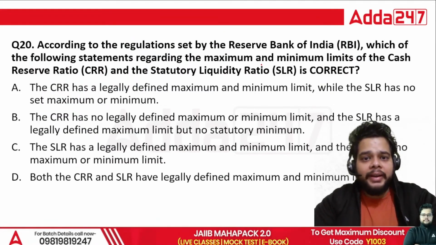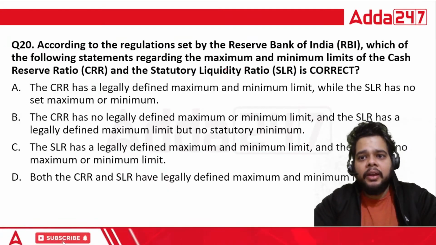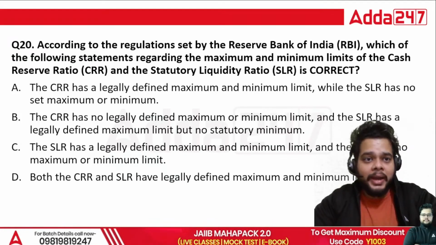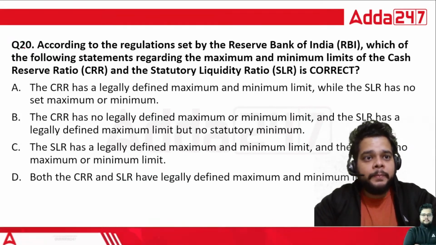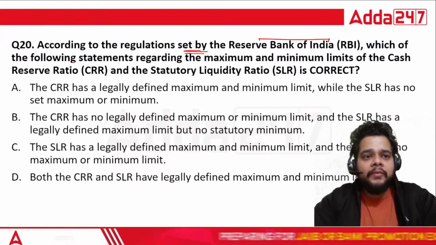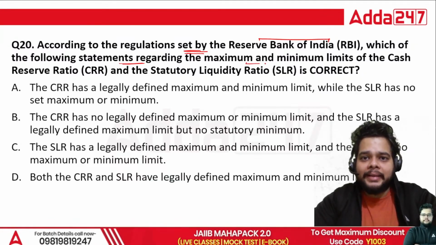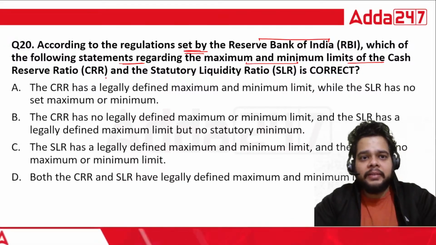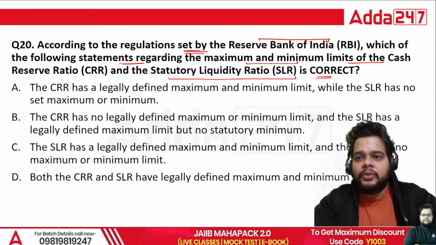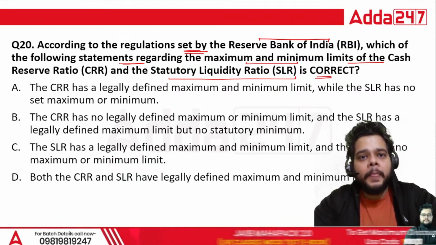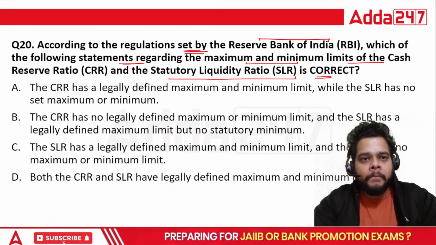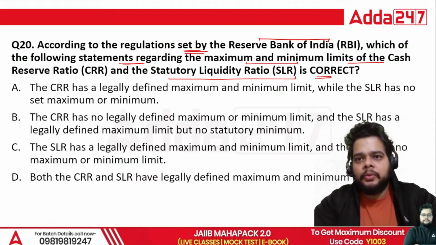Next, we have a very interesting question based on CRR and SLR. Often students make mistakes here, but I am assuming that all of you are smart enough to eliminate the wrong options. According to the regulations set by the Reserve Bank of India (RBI), which of the following statements regarding the maximum and minimum limits of the cash reserve ratio and the statutory liquidity ratio is correct? So which of the following statements will be correct about the CRR and the SLR, both reserves stipulated by RBI to the commercial banks?